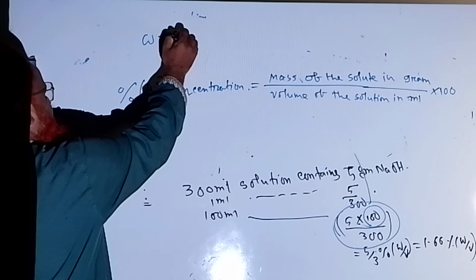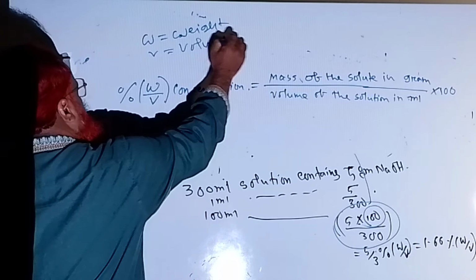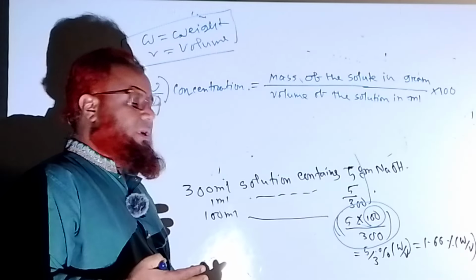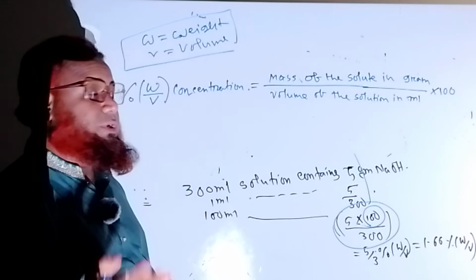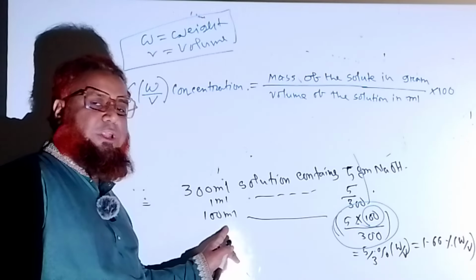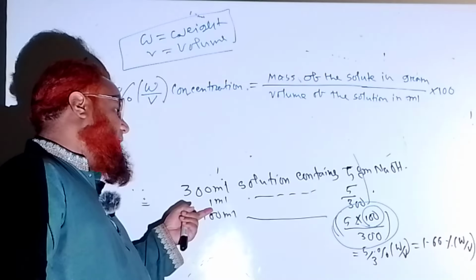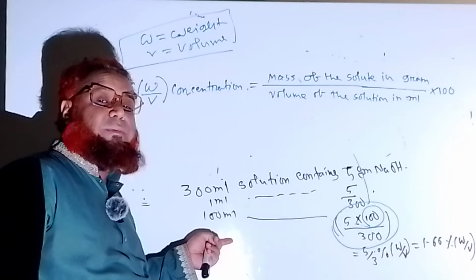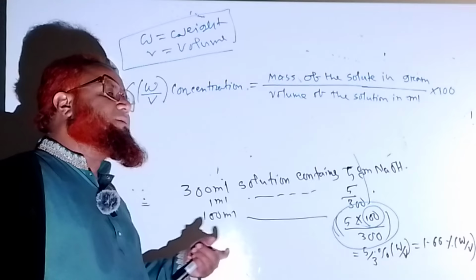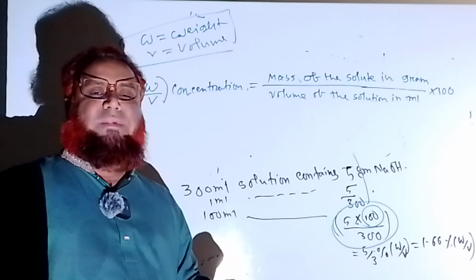Here W means weight, and here V means volume. So percentage concentration means the amount of solute dissolved in every 100 parts of the solution. Here the parts of the solution are counted in ml or volume unit. So 300 ml solution contains 5 gram, in which 1 ml contains 5 by 300. Now every 100 ml, so listen to me, every 100 ml. So we are considering the parts of the solution in every 100 ml or every 100 gram, like this.